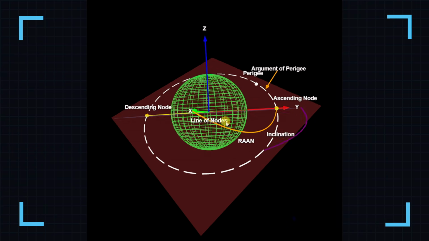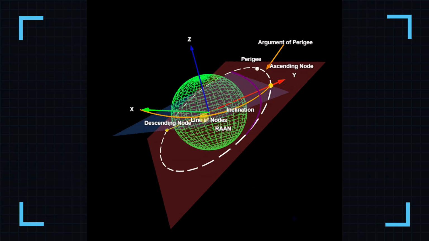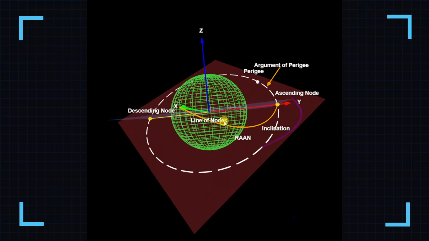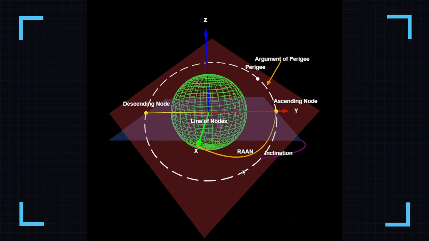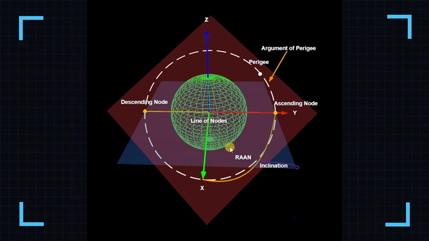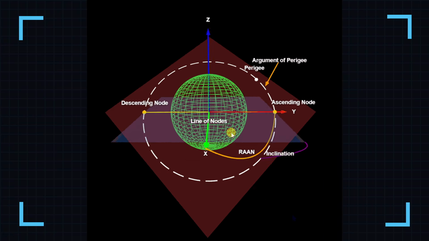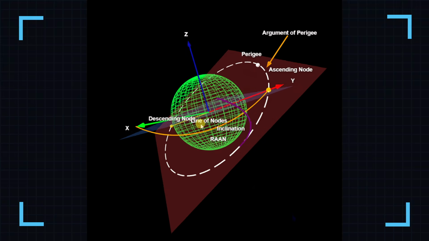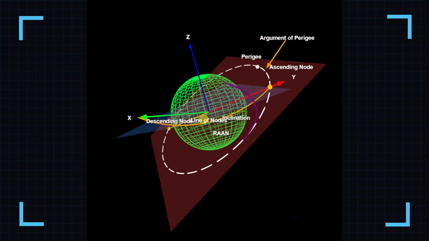Inclination is shown by the purple arc. It's the tilt angle between the orbital plane and the equatorial plane, measured at the ascending node. Just to give you some sense of scale, a 0-degree inclination is an equatorial orbit, 90 degrees is a polar orbit, and the International Space Station is at about 51.6 degrees.